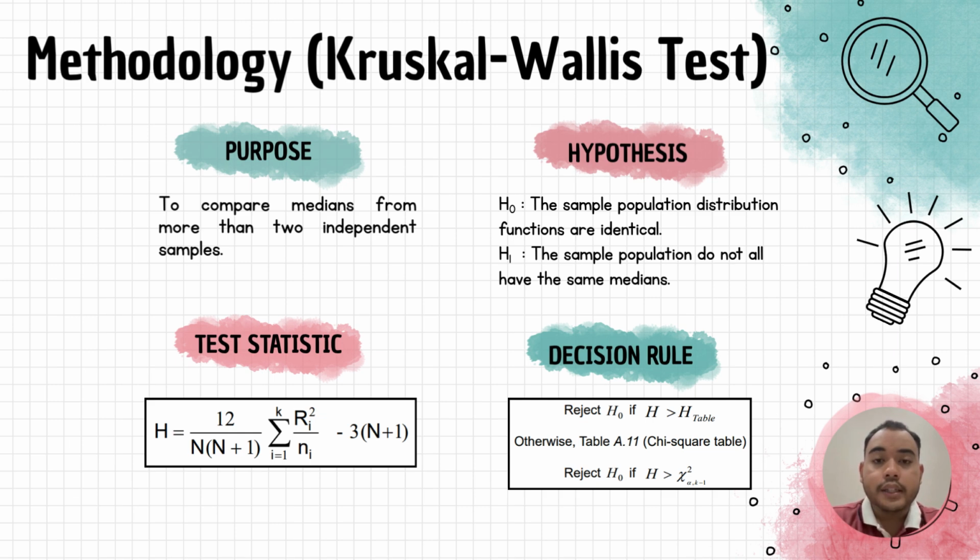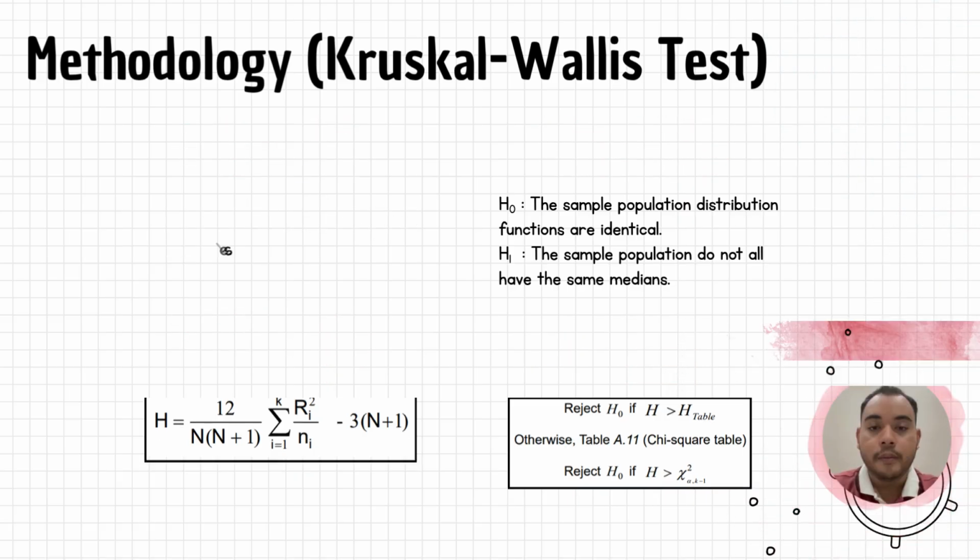Otherwise, we fail to reject the null hypothesis. To sum up, the Kruskal-Wallis test helps determine whether there is a statistically significant difference in the median values across three or more independent groups.